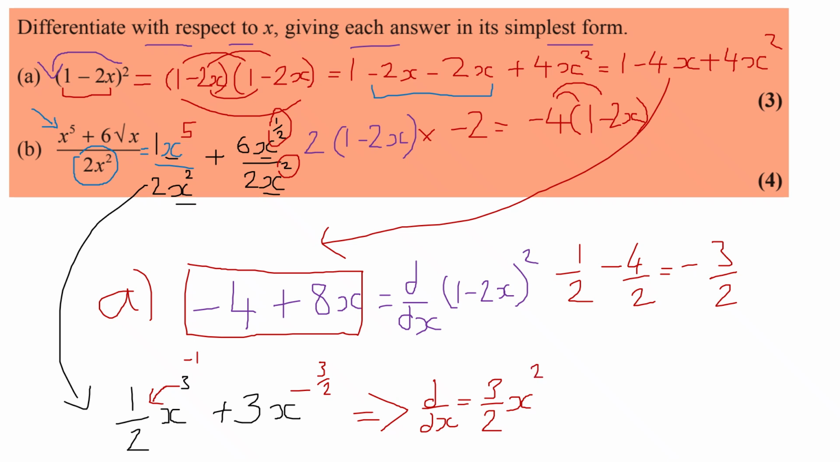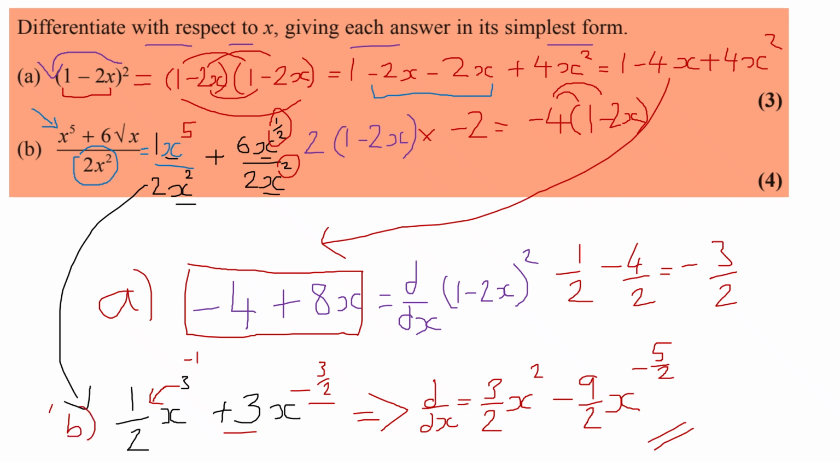Next up, we're going to do a very similar process. Plus 3 times minus 3 halves is minus 9 halves, or 9 over 2, or negative 9 halves. Attach the x, and then subtract 1 from the power. Minus 3 halves minus 1 is minus 3 halves, subtract 2 halves, which makes minus 5 halves, or negative 5 halves. And that's my answer for part B.